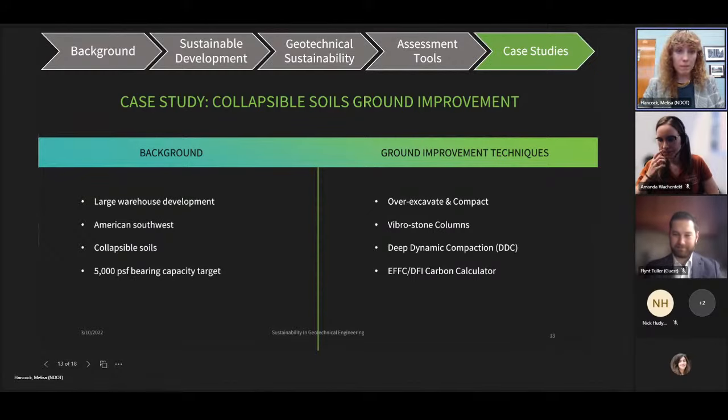So finally, I'll wrap up with this case study on collapsible soils ground improvement techniques. This case study was a large warehouse development that was being built on top of a site in the American Southwest that had collapsible soils. And this is common for this area. They had a goal of maintaining a 5,000 pounds per square foot bearing capacity, and then also to be sustainable. And this was another target that the client and engineer had on this project. So the ground improvement techniques that they looked into and analyzed were to over excavate and compact, vibrostone columns, and deep dynamic compaction. And then they also did a carbon calculation of each of those techniques.